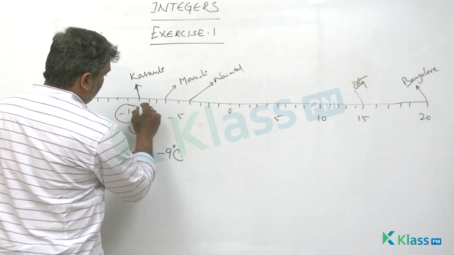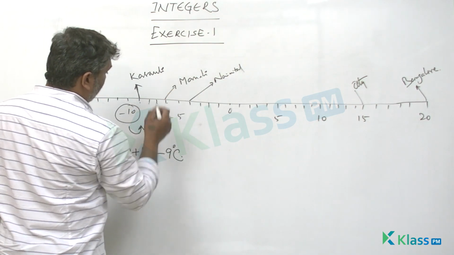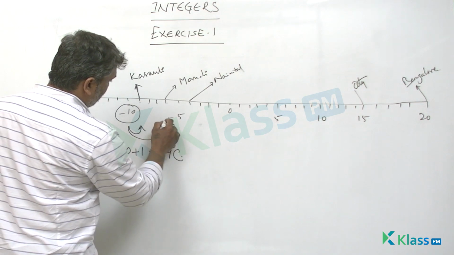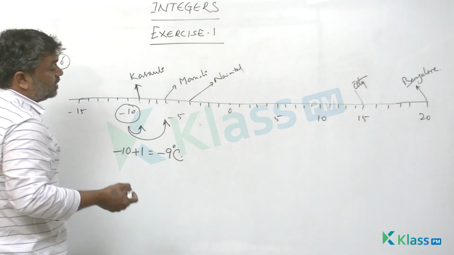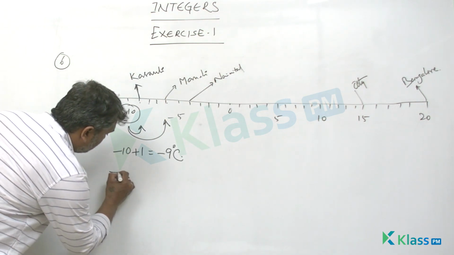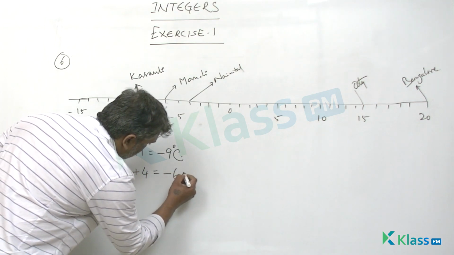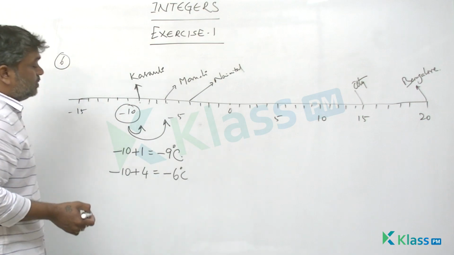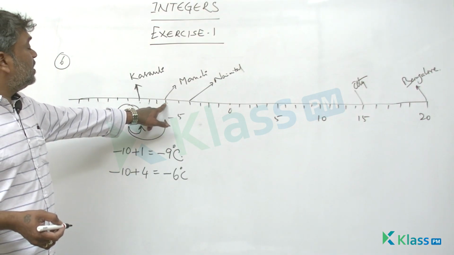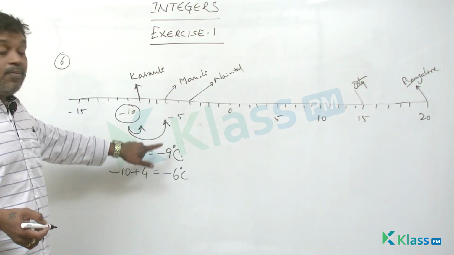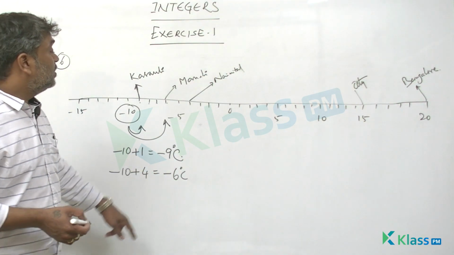Manali. 1, 2, 3, 4. 4 steps towards right means you have to add 4 to minus 10. So, it is minus 6. Manali's temperature is minus 6 degrees.